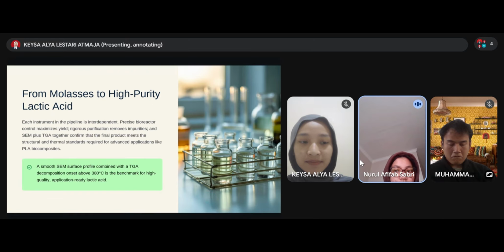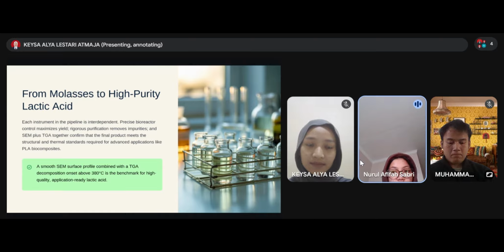This slide explains the process of converting molasses into high-purity lactic acid. Each step in the process is interconnected and essential. Precise bioreactor control is important to maximize production yield. Then, the purification step removes impurities formed during fermentation. After that, SEM and TGA analyses are conducted to confirm product quality. SEM shows a smooth surface morphology while TGA indicates high thermal stability. Together, these results confirm that the product is suitable for advanced applications such as PLA.